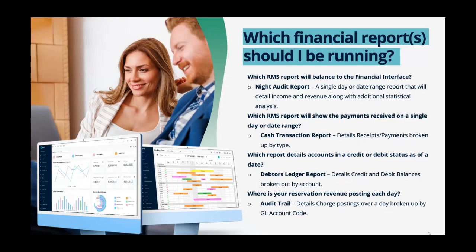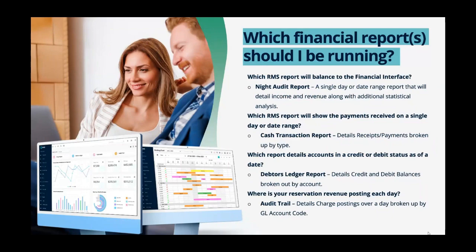We'll also be looking at our debtors ledger report. The debtors ledger report is a fantastic tool. It allows you to see different reservation accounts and whether they're in a debit or credit status, so if they owe you money or they have maybe an advance deposit on that account. And we'll also be looking at the audit trail report. The audit trail report allows us to see detailed information on the revenue postings for a given day or date range, broken up by GL account code. So we're going to be talking a lot about these reports today in pretty good detail, showing you how they work.